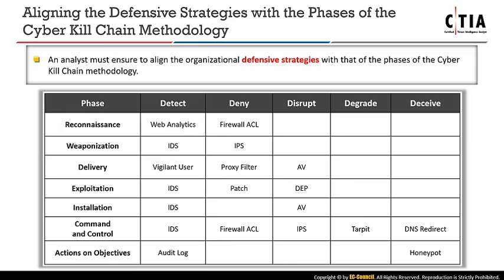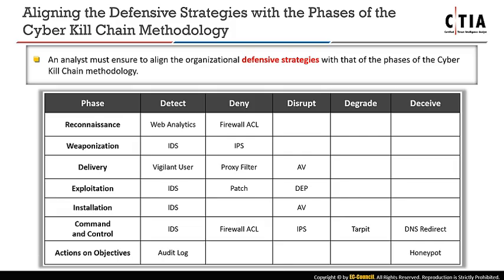Next, we look at installation. And installation, our detection, again, is going to be with IDS. And we've already gone beyond delivery. So again, we go to antivirus to block that installation. With command and control, IDS, in order to detect. But denial would come through firewall ACL. So if in our research we find that certain command and control is done through specific ports, we can block the use of those ports at the firewall or at the router through access control lists.